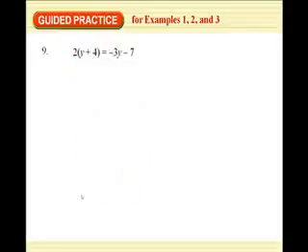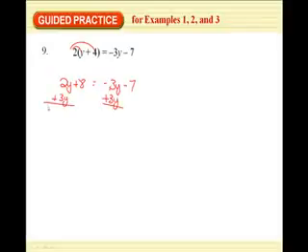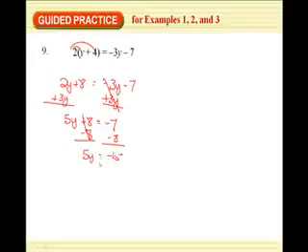Okay, so on this guided practice, you need to write the original problem first, and go with me. So we write this out. Here we go. 2y plus 8 equals negative 3y minus 7. Add the smallest, plus 3y. 5y plus 8 equals negative 7. Those cancel out. Minus 8, minus 8 to get the 5y by itself equals negative 15. Divide by 5, y equals negative 3.